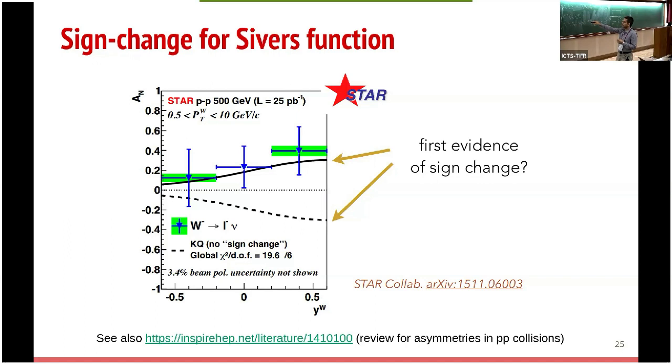The dashed line is the Sivers TMD distribution without the sign change, so with a plus sign here, okay? And the solid line is the Sivers function with the sign change. So you see that the solid line goes more or less across the data, whereas the other one does not. But can we claim that this is the first evidence of a sign change? Or, in other words, is the dashed curve incompatible with the data?